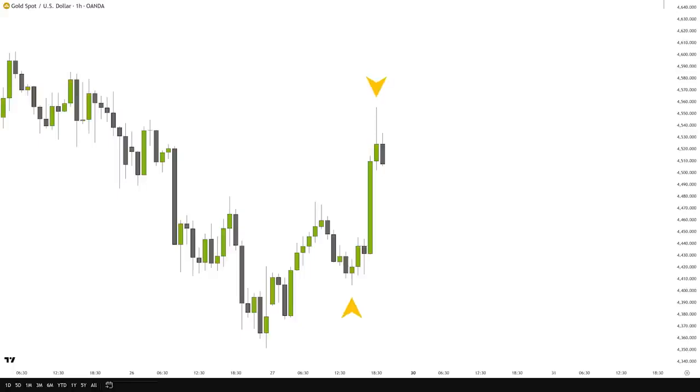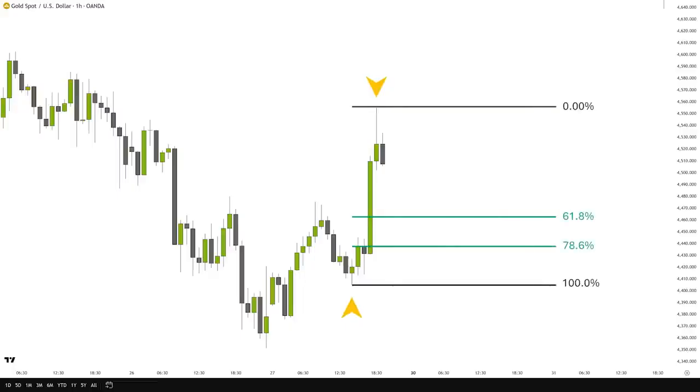Here is the start, and here is the end of the most recent impulsive move. We can now apply the Fibonacci retracement tool to measure the potential pullback. We expect that the price will retrace, find support somewhere within this range, and then continue higher. However, as our strategy suggests, we will use a conservative entry. We place a buy limit order between the 61.8% and 78.6% levels.